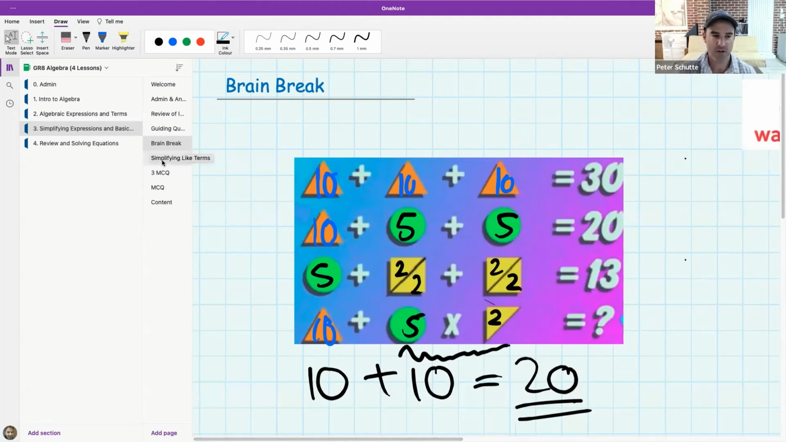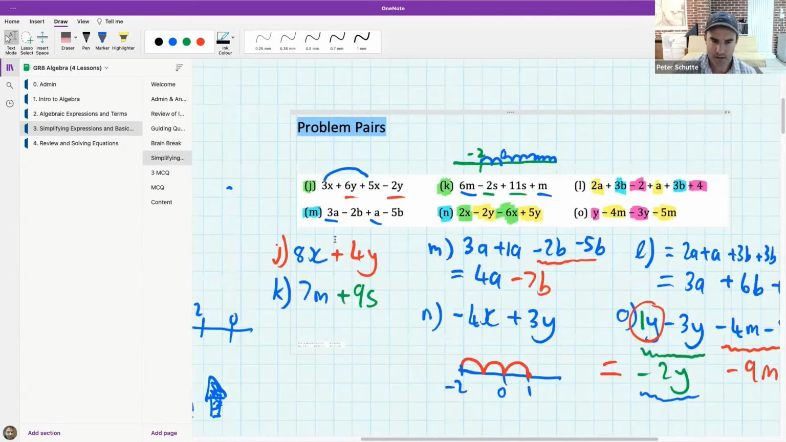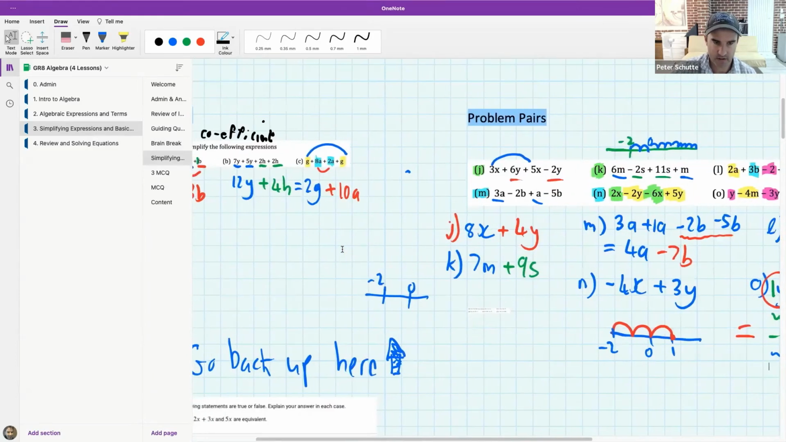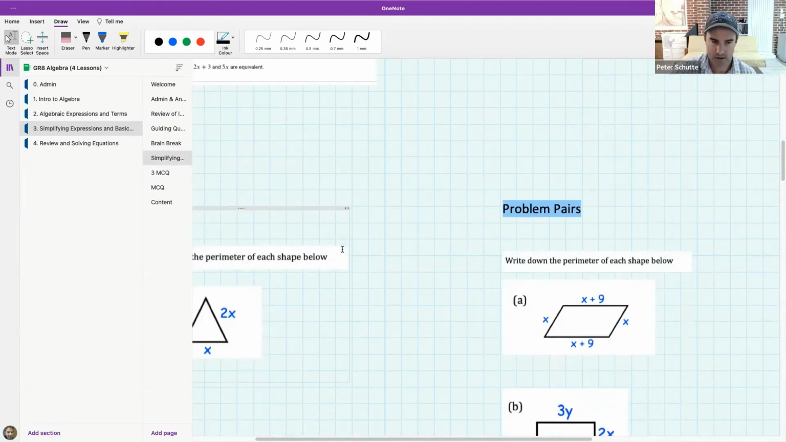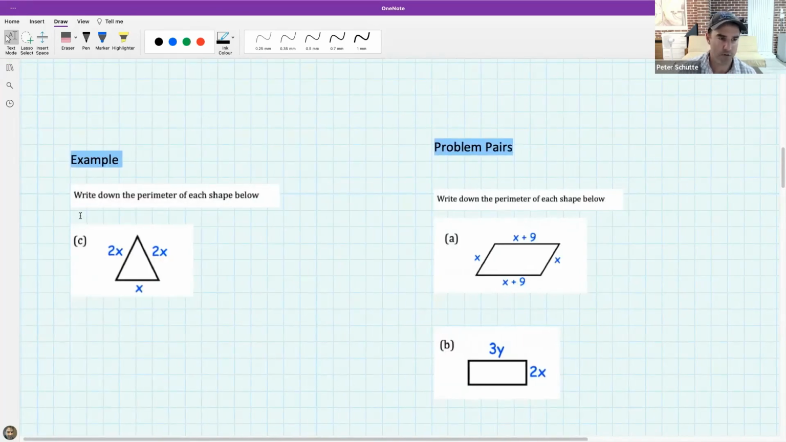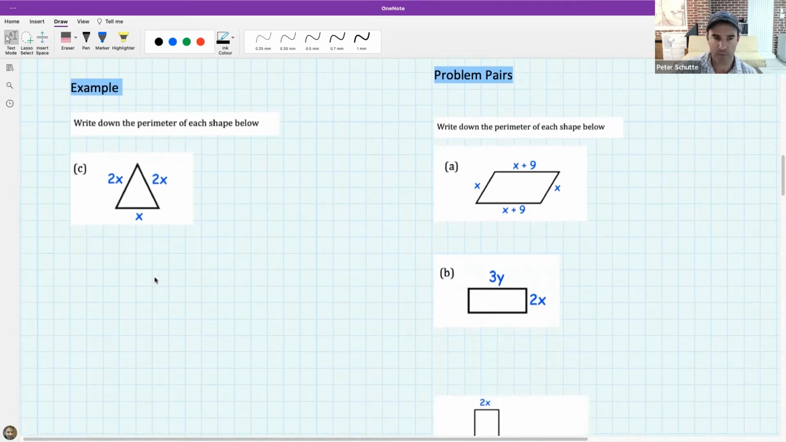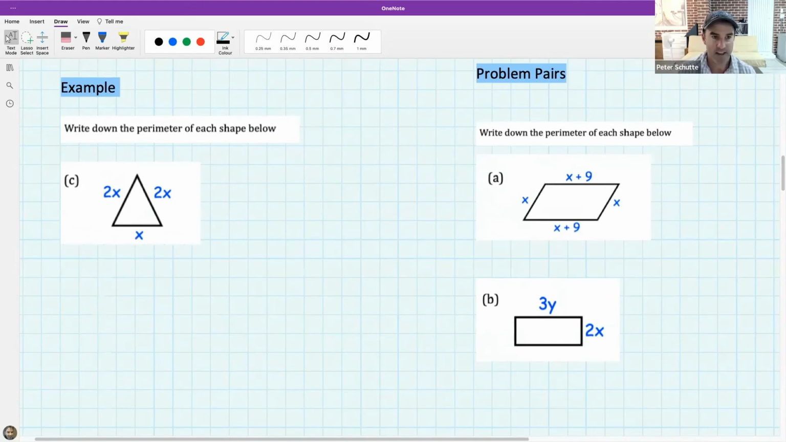Okay. What I want to do now is go back to our practice questions. And I know we need a bit more practice. So let me select a question that I think is appropriate. Okay, let's do this. I'm going to do a different type of like terms problem. I'm going to do an example on the left, and then you guys are going to do the ones on the right. So the question says, write down the perimeter of the shape below.